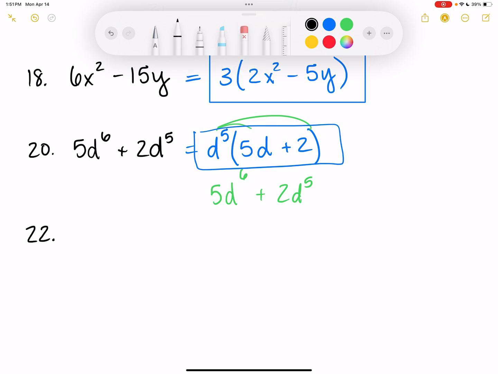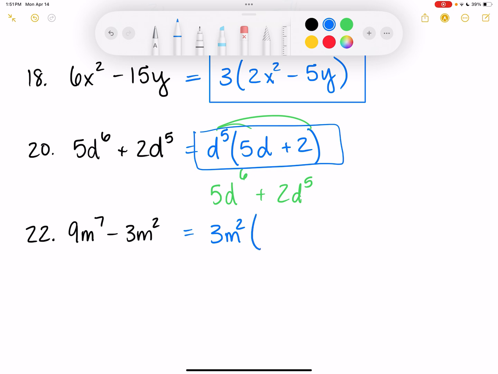All right, 22. 9m to the 7th minus 3m squared. So what do we think about this one? They both can be multiplied by 3. Okay, so I'm going to take a 3 out because both things have a 3. Is there anything else? Yep, m, and then how many m's can I take out? 2. Yep, 2, so this is going to be 3m squared.